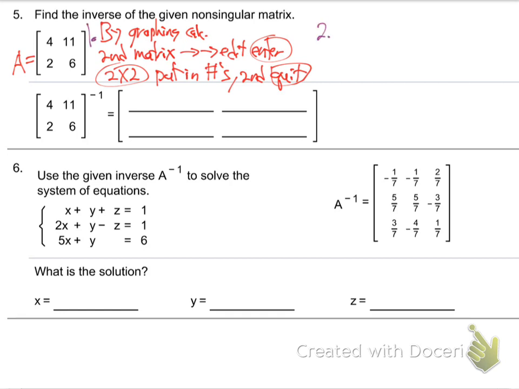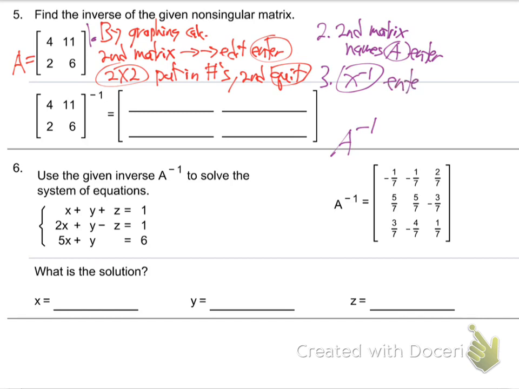Then step number 2, go second matrix, you're on the names menu for A, hit enter, that calls A to the main screen, and then third step, just hit the x inverse key. So it'll show inverse on the main screen, hit enter, and it'll find the inverse for you automatically.